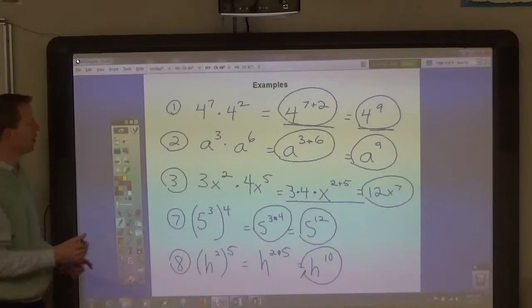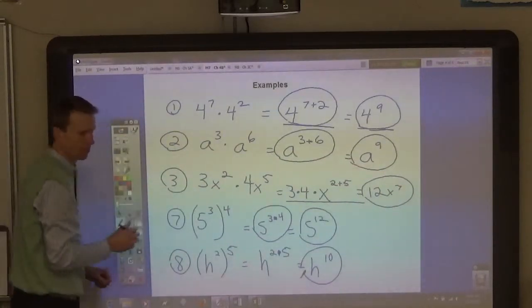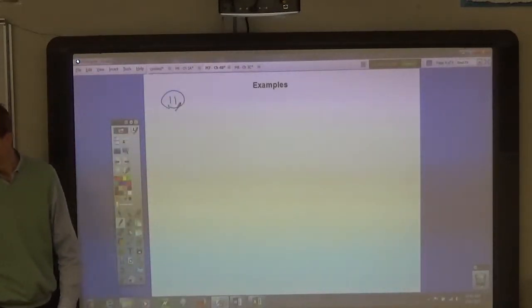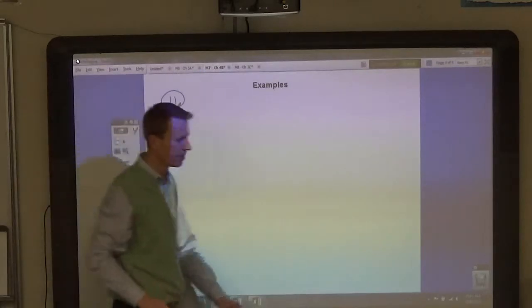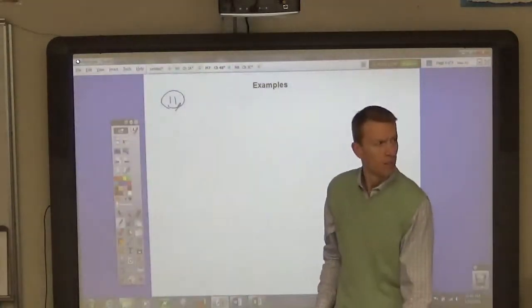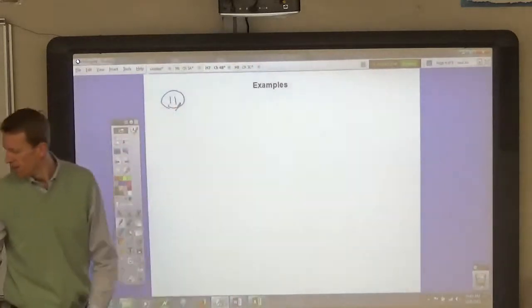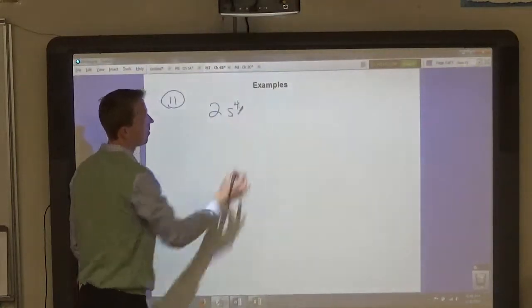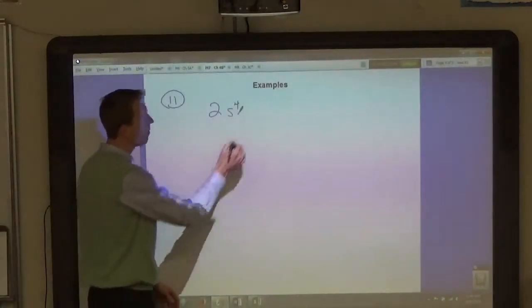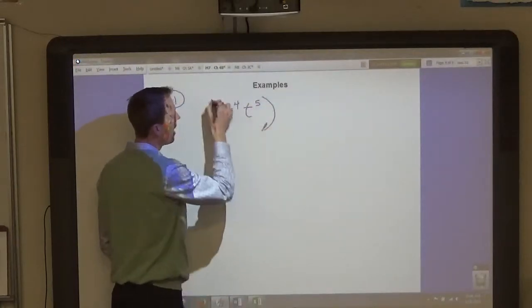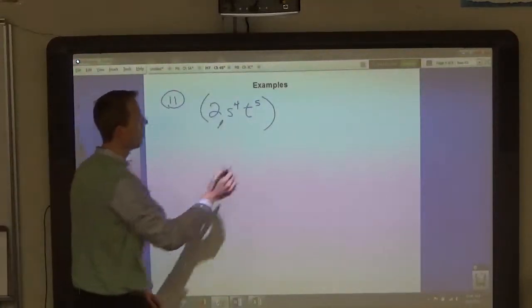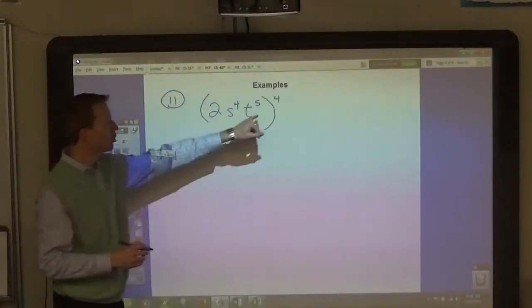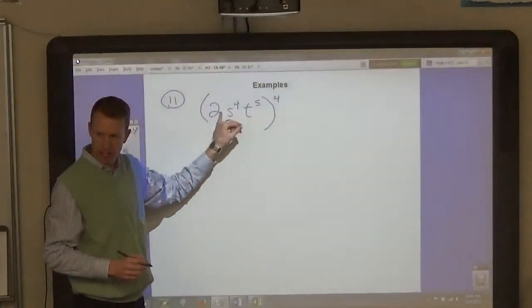Skip down to number 11. Number 11. John. 2s to the fourth, t to the fifth, and then everything is to the fourth power. Okay? Now look at this. This is kind of like distributing the fourth power to everything, okay?